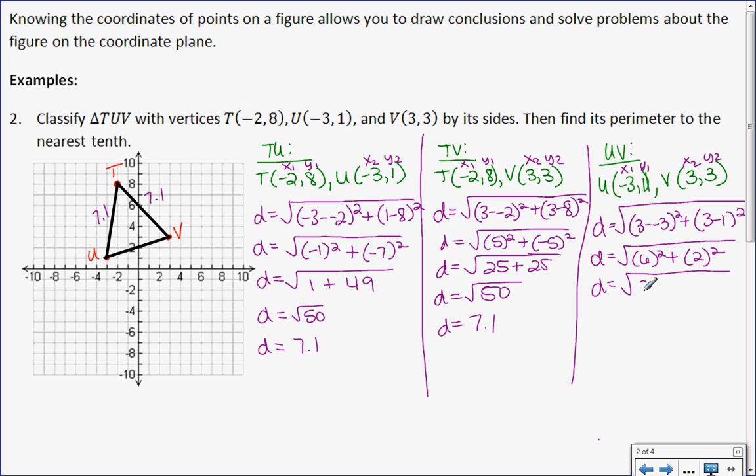Square both numbers, that gives us 36 plus 4, which is 40. And then to the nearest tenth, the square root of 40 is 6.3. So this side is 6.3. Okay, so now we can classify the triangle by its sides. We see two sides with the same length and a third side with a different length. So this is, sorry, not a scalene triangle, an isosceles triangle.